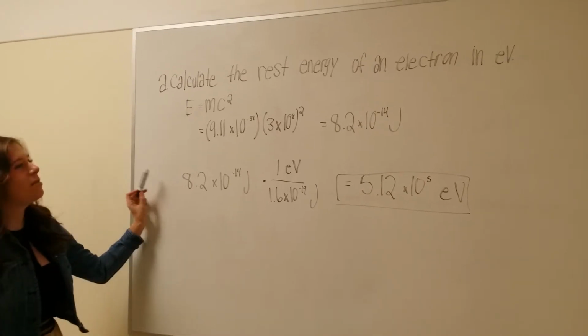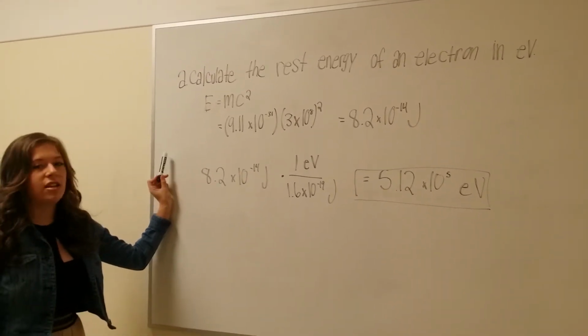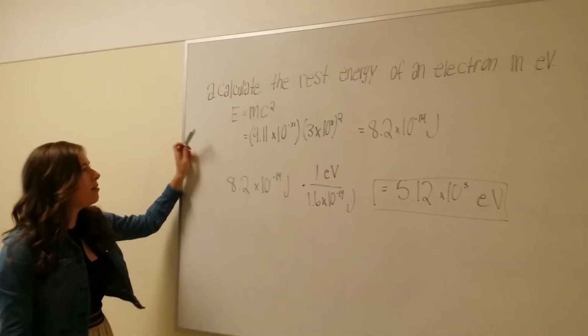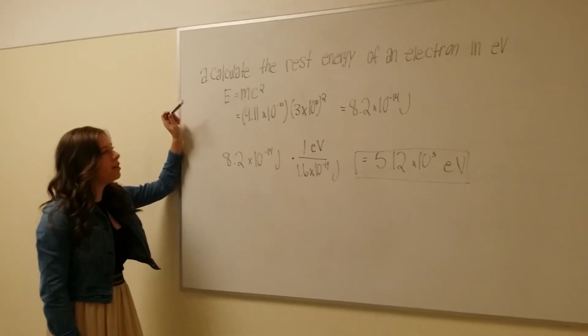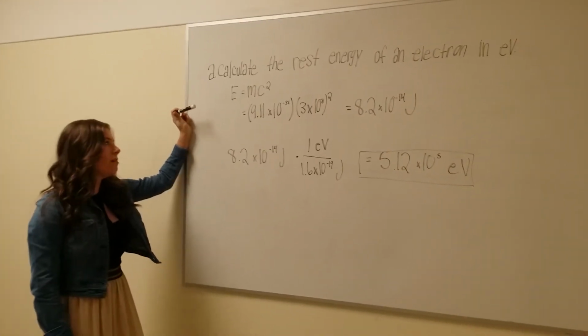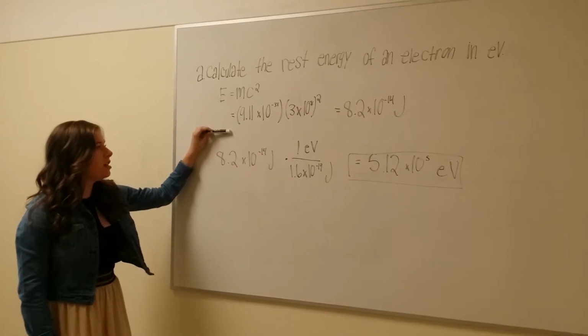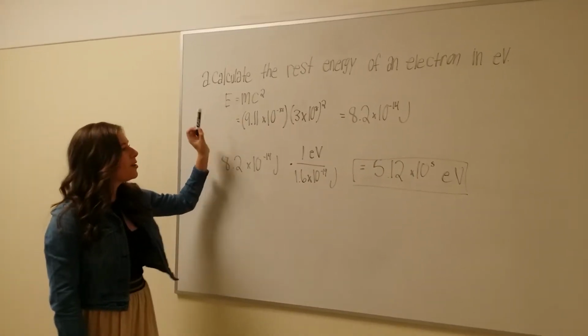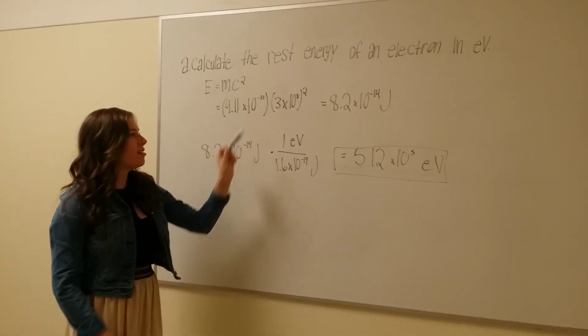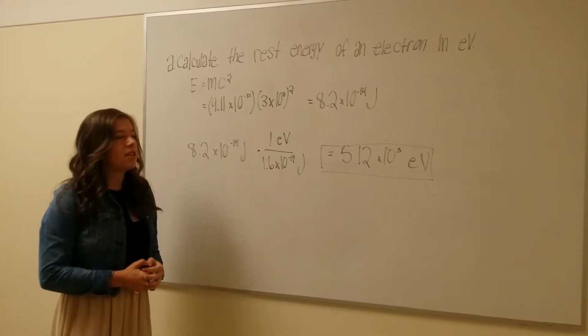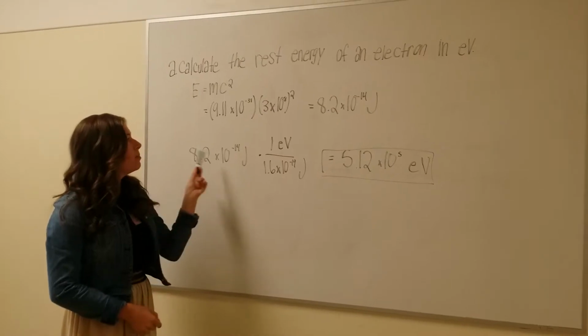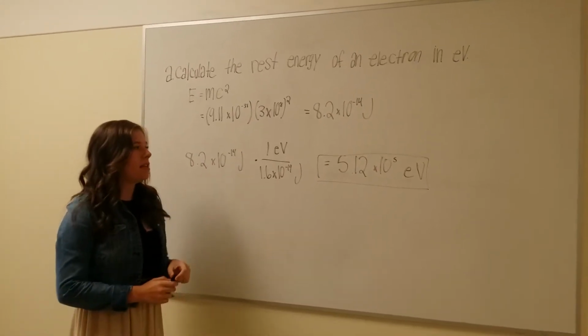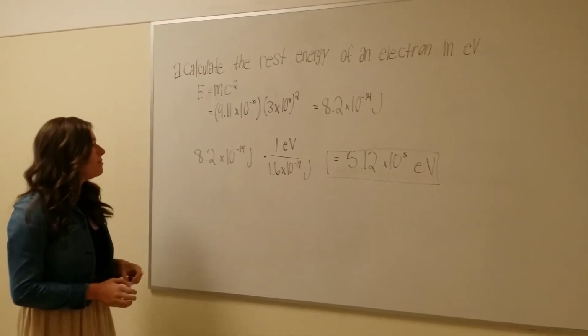Okay, so the first step is to calculate the rest energy of an electron in electron volts. To do that, we're going to use the equation for energy, which is E equals mc squared, and plug in numbers. The mass of an electron is 9.11 times 10 to the negative 31 kilograms, and c is a constant, the speed of light, 3 times 10 to the 8th. When we square that and multiply it by the mass, we get 8.2 times 10 to the negative 14th joules of energy.